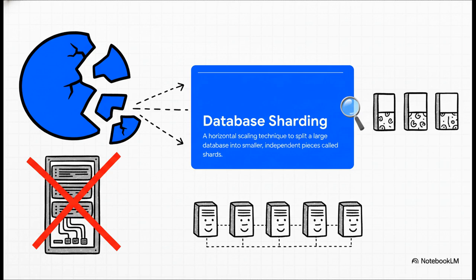So instead of having one gigantic, super expensive server, you spread all the data and the workload across a whole bunch of smaller, cheaper commodity servers. You're literally breaking up one massive database into these smaller, independent pieces called shards.